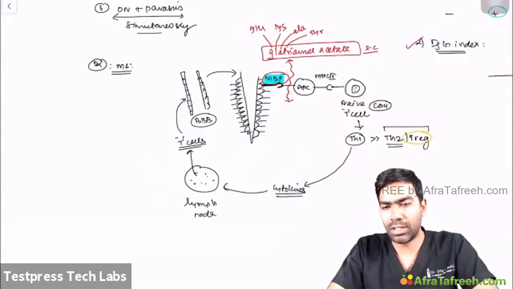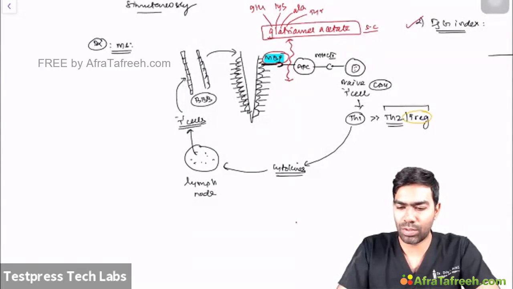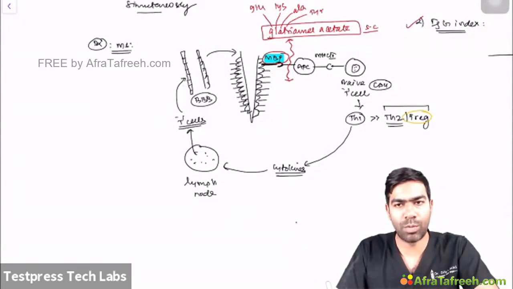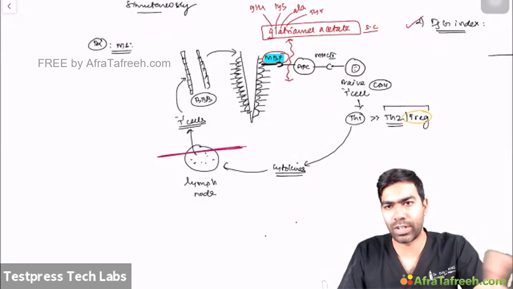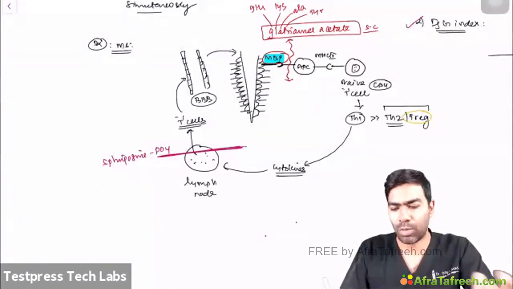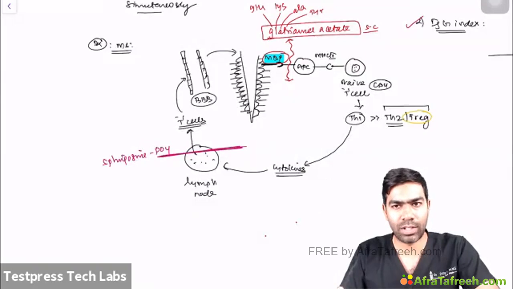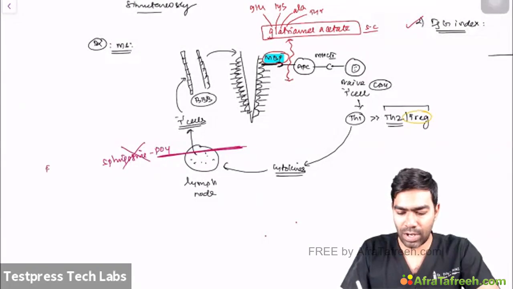Then these T helper cells, after releasing cytokines, are going to cause T cell movement out of the lymph nodes. This movement of the T cells out of the lymph nodes is called T cell egress. For egress, you need the sphingosine 1-phosphate pathway. Sphingosine 1-phosphate is the molecule that is important for egress of the T cells out of the lymph node and into the immune system. To block this sphingosine phosphate, you have a drug called fingolimod.